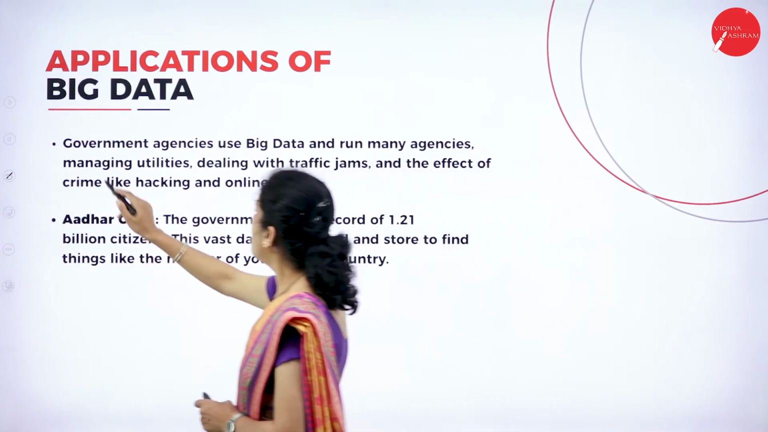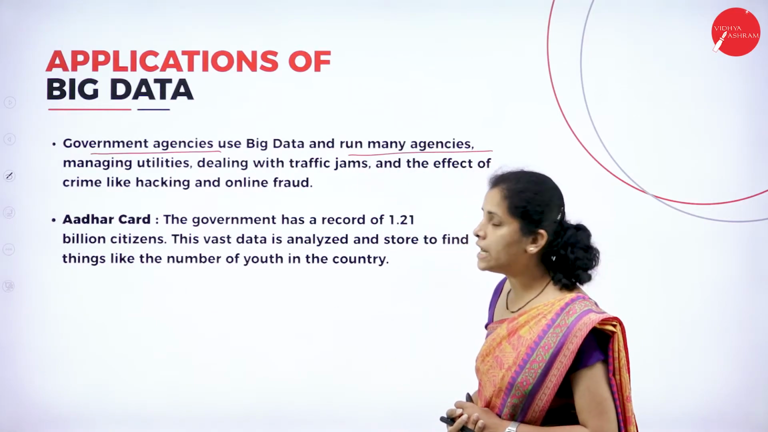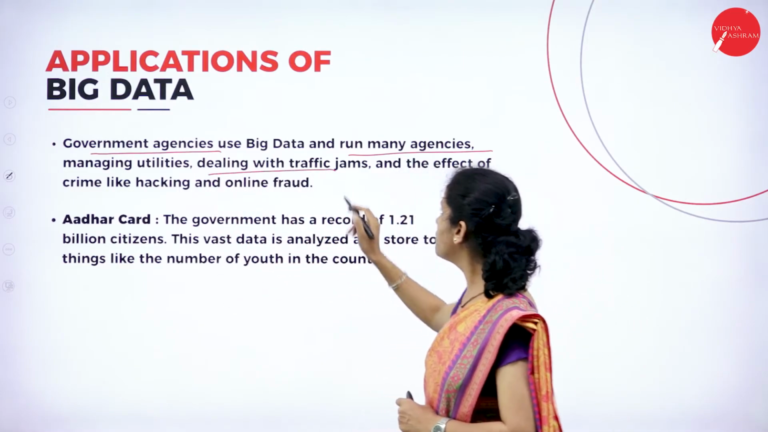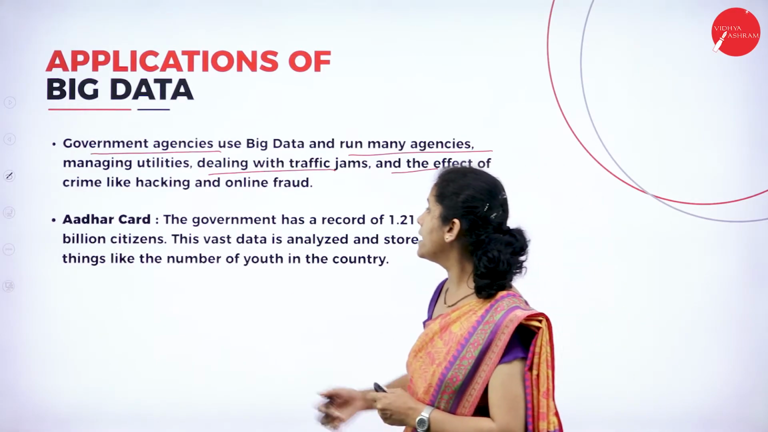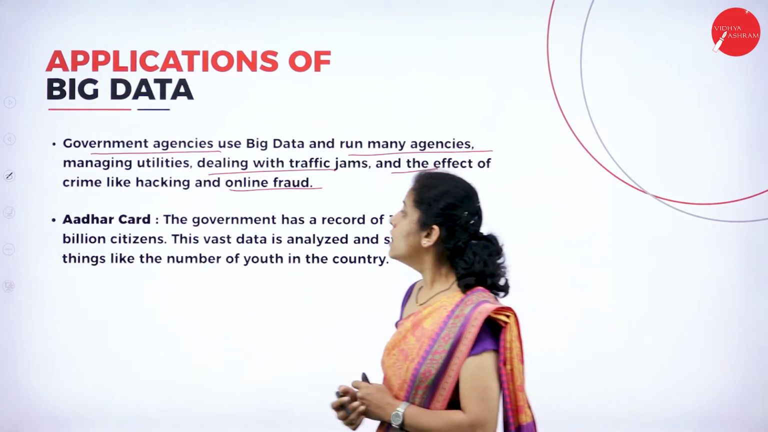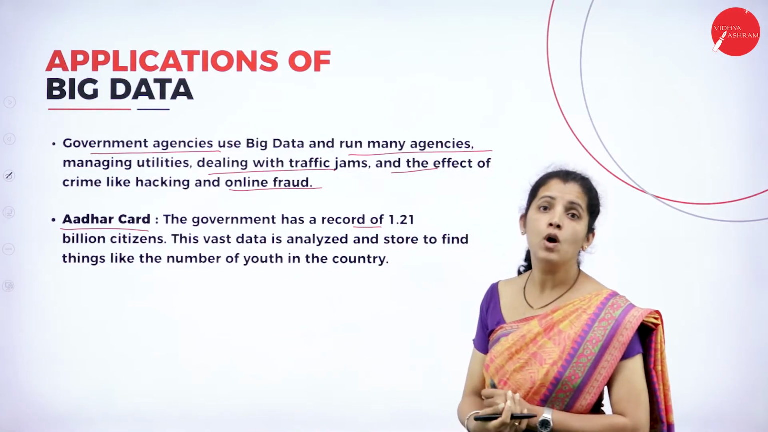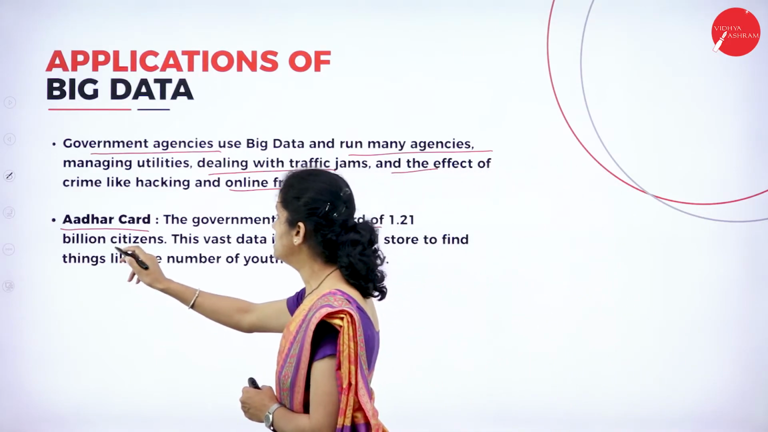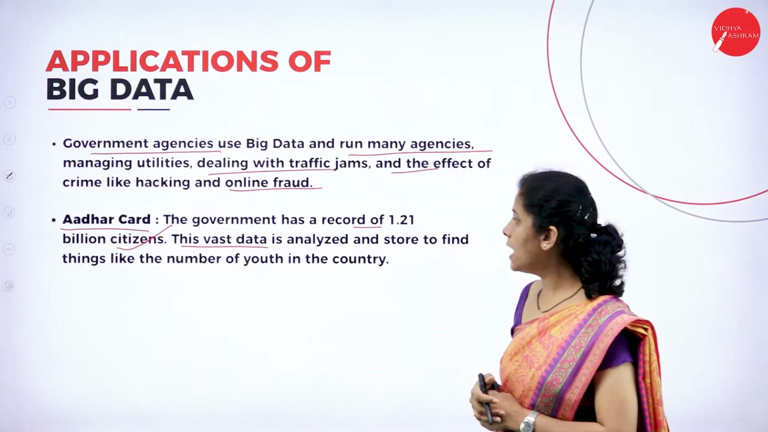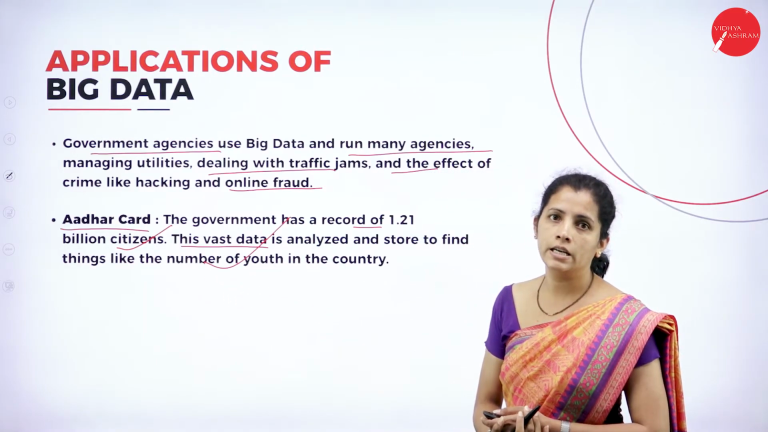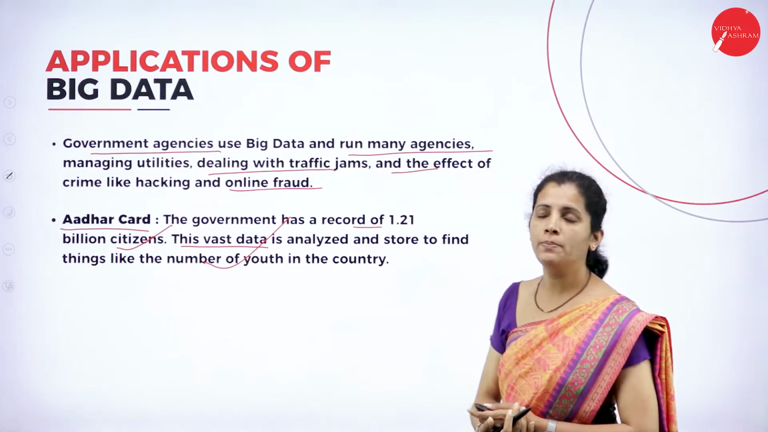And here, government agencies use big data and run many agencies, managing utilities, dealing with traffic jams as well as the effect of criminals like hacking and online fraud. And here I have the example of the Aadhaar card. Now the government has a record of 1.21 billion citizens. This vast data is analyzed and stored to find things like the number of youths in the country. So here, to manage a vast amount of data, we are going to use big data.